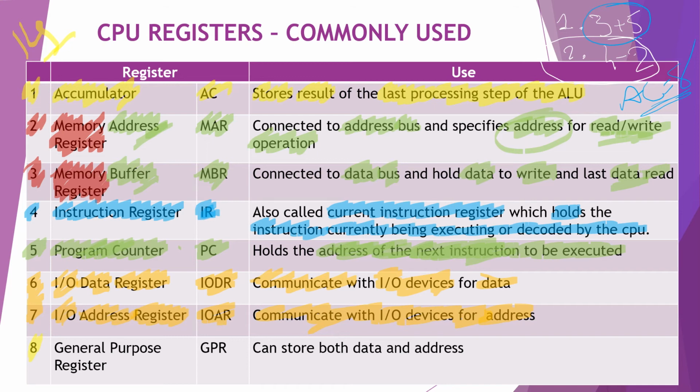And finally, the last register we have is a general purpose register. You can use this register for anything. Suppose all the registers are full and you want to store something else, in that case you can use the general purpose register. It can store data, address, anything. So it is a general purpose register. So this is about the 8 commonly used registers.